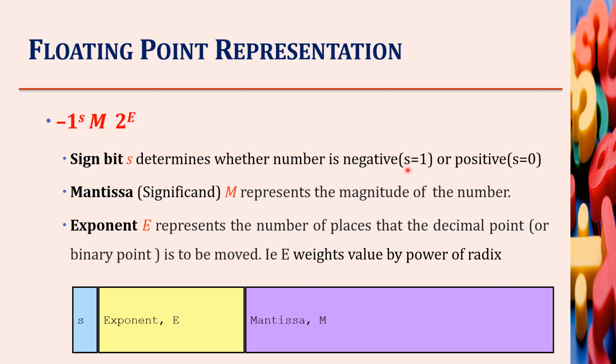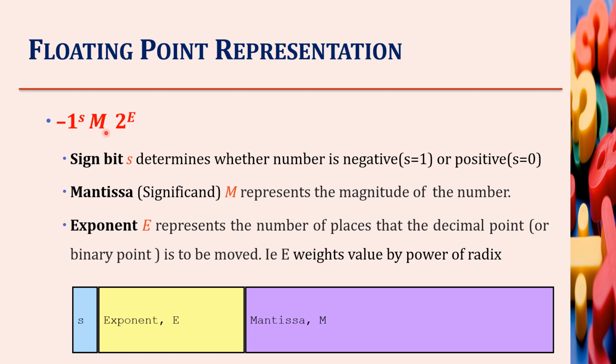If s is equal to 1, minus 1 raised to 1, we will be getting a minus value, right? So it represents the number as negative. And if s is equal to 0, minus 1 raised to 0, we will be getting 1. So it represents a positive number. So this s determines whether the number is negative or positive. Then comes the mantissa part, also called the significant part.